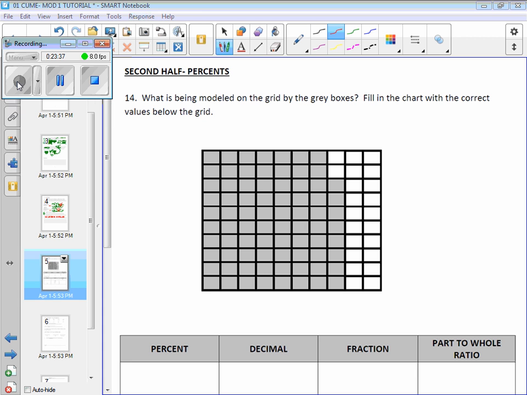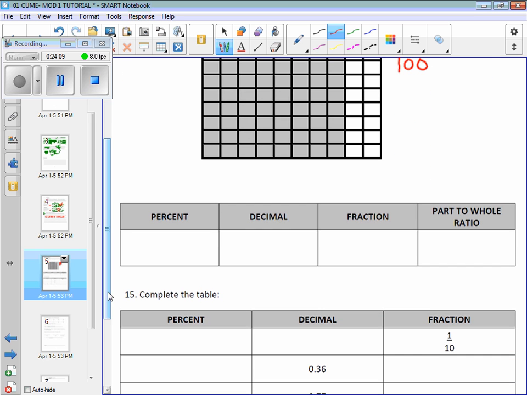Okay, moving on to the second half of our unit, which is percents. My grayed out boxes are different from yours, but the concept is still the same. Count up the gray boxes. When you do that, you're getting an amount, and in my case it's 78 out of 100 that are shaded. That's what percent means. It means per 100. I have 78 per 100. That's my percent, 78%.